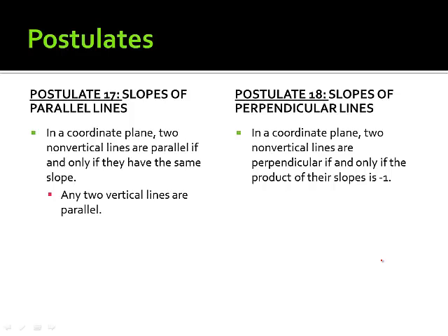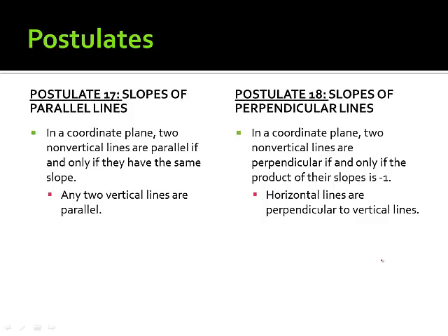Now, perpendicular lines in a coordinate plane: two non-vertical lines are perpendicular if and only if the product of their slopes is negative 1. I always remember it as negative reciprocals of each other. I will give an example, but horizontal lines are going to be perpendicular to vertical lines.